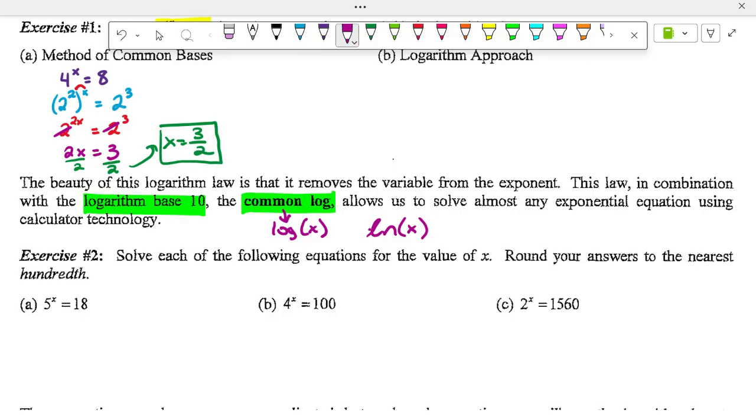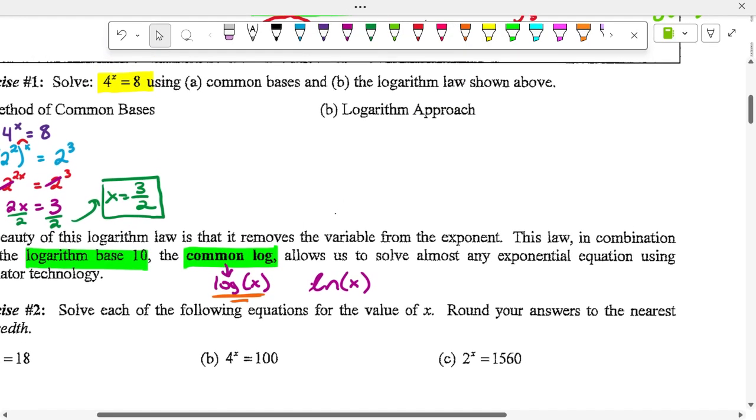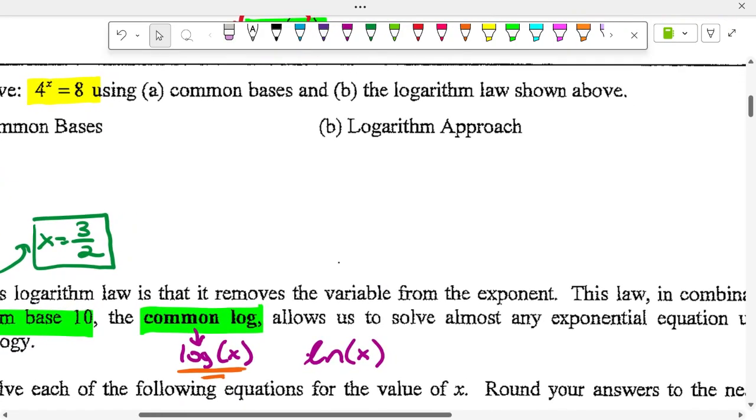All right. Now, for this class, again, I'm going to use the common log just because that's how you'll see it a lot on the EOC. But just note that you could also use natural log because you may see that in Math 4 if you have to take it. All right. So we're using common log. So here's how we do the logarithm approach. So I'm going to rewrite the equation.